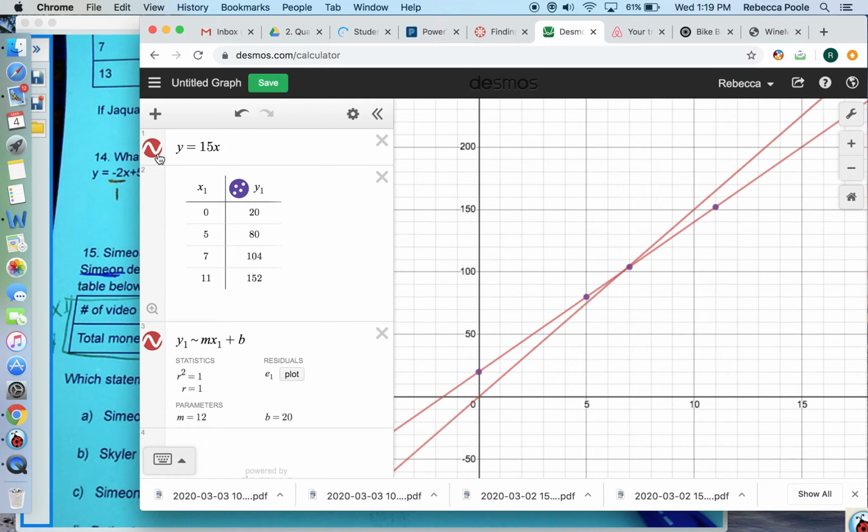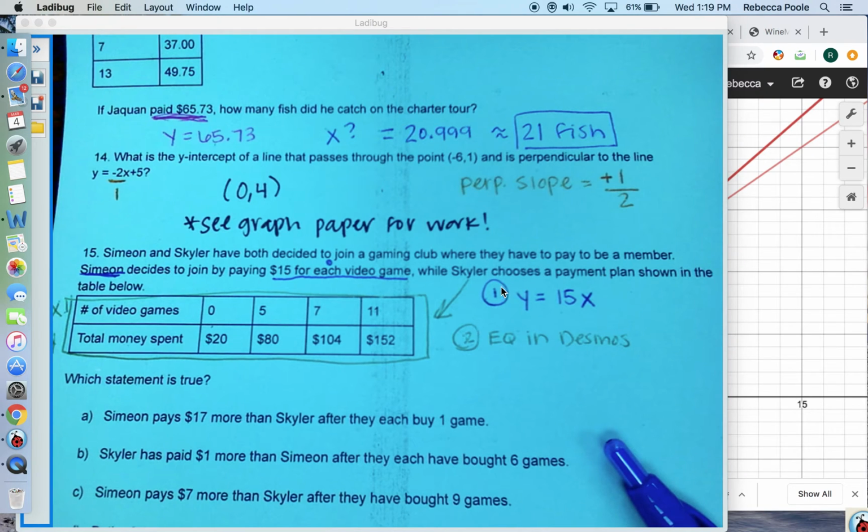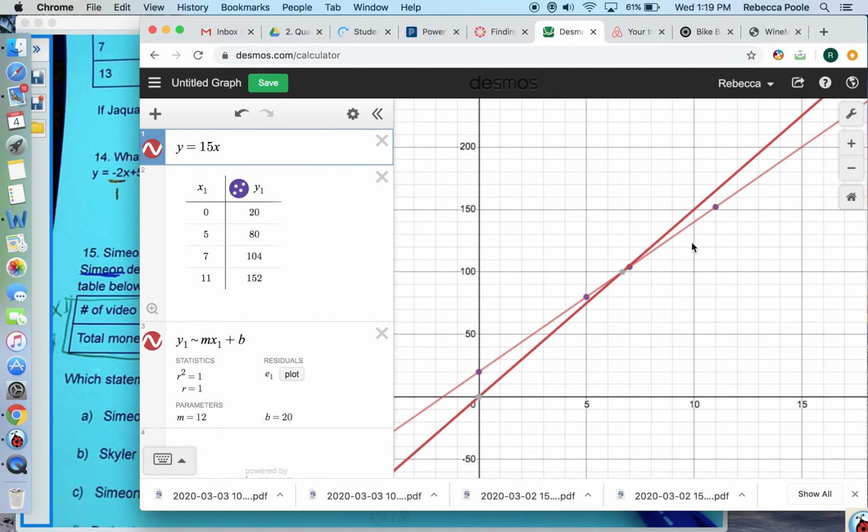Okay, I don't remember how to do that, so we're just going to remember this one. The 15x is this bottom one right here that I've highlighted. And then this other one for Skylar is the one that's not highlighted, okay?